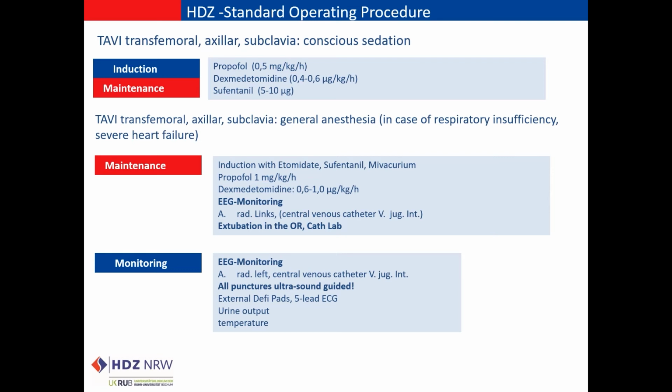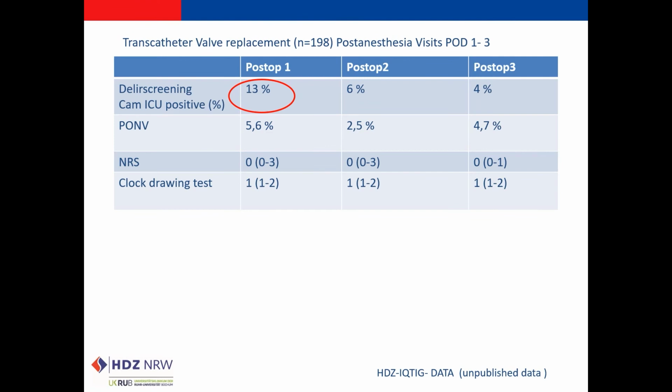Regarding the monitoring, all patients receive EEG monitoring, an arterial line, a central venous catheter, and all punctures are ultrasound guided, and external defibrillator pads, a 5-lead ECG, urine output, and temperature management. So here you see the results of our TAVI patients and the post-anesthesia visits until day 3. We have a very low rate of delirium positive patients, 13%. And a low rate of PONV and very low pain intensity scores.